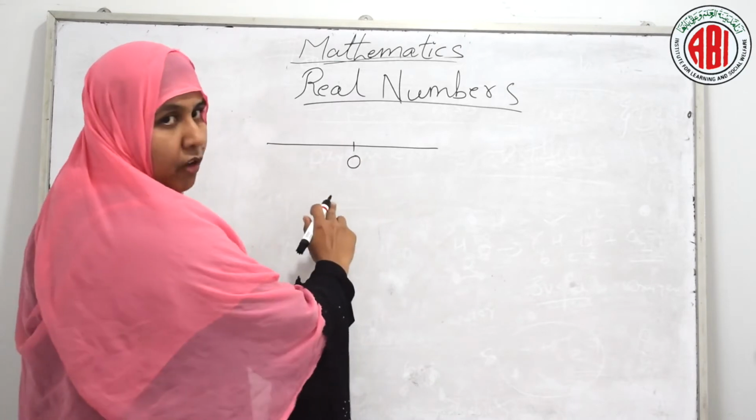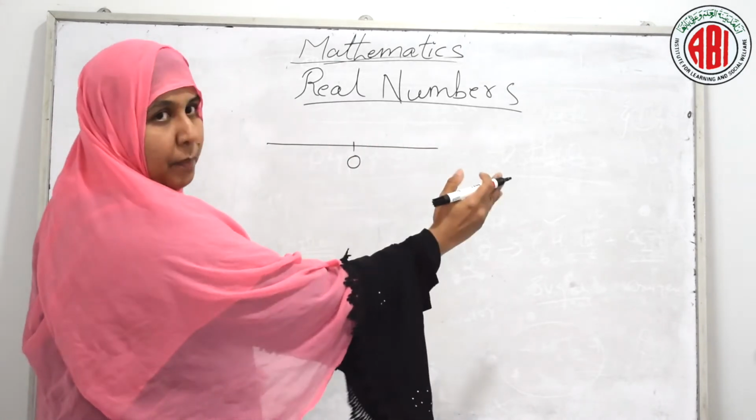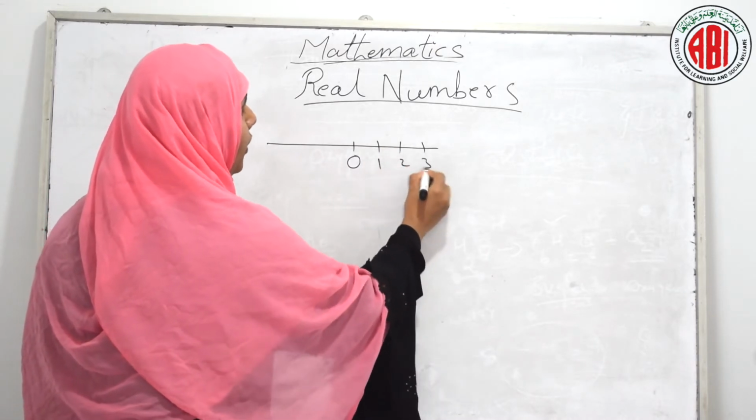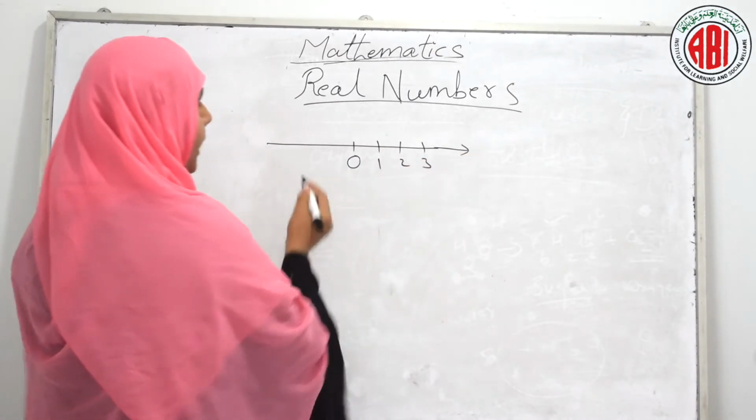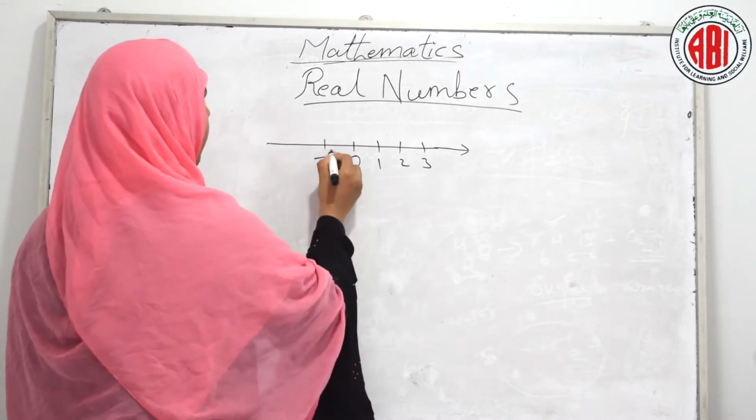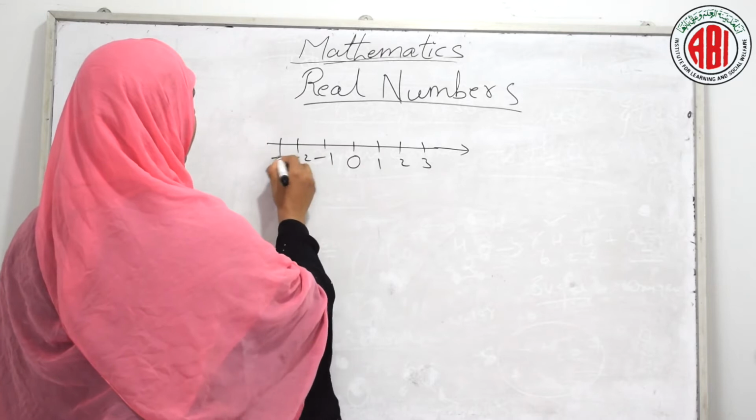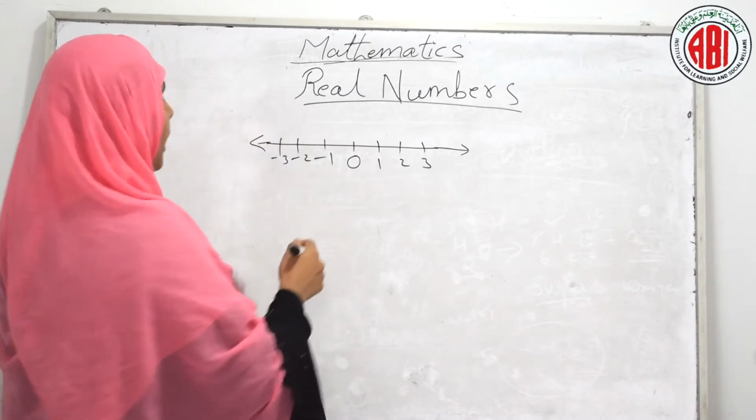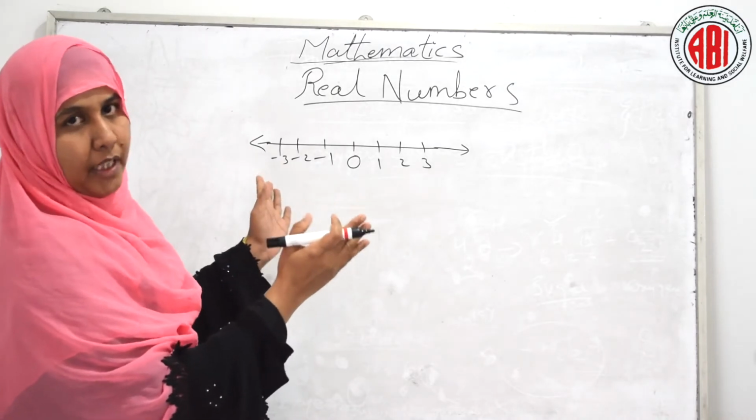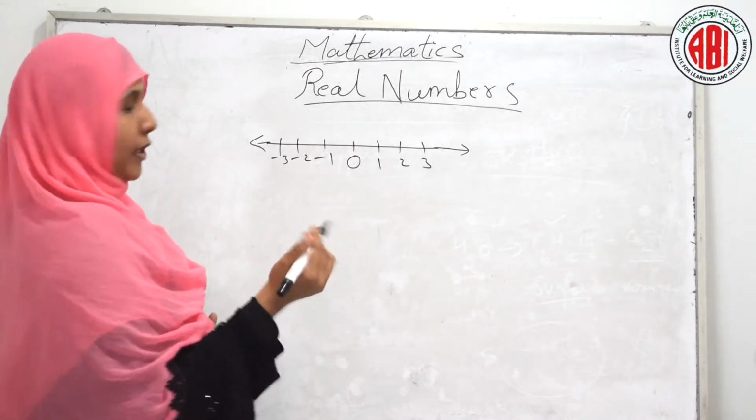0 is here on the number line, then positive numbers to the right of 0, that is here 1, 2, 3 and so on. Similarly, negative numbers to the left of 0, -1, -2, -3 and so on. So these numbers are there on the number line. Similarly, we have unlimited numbers on the number line. So let us see some examples.